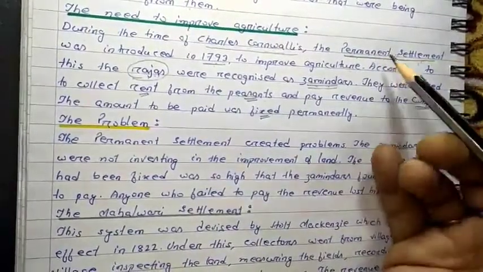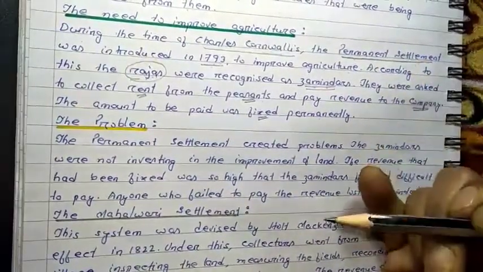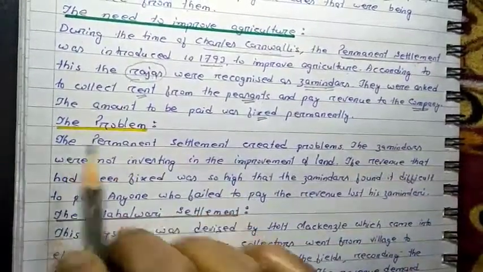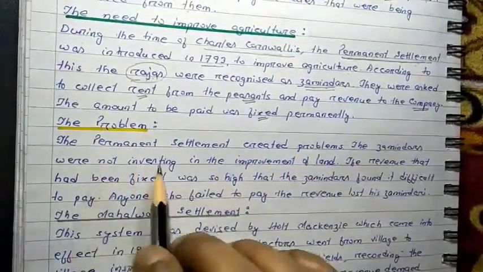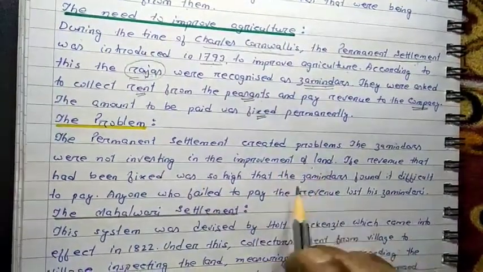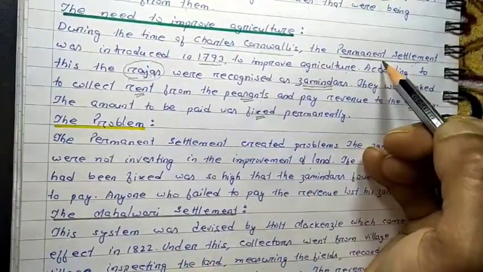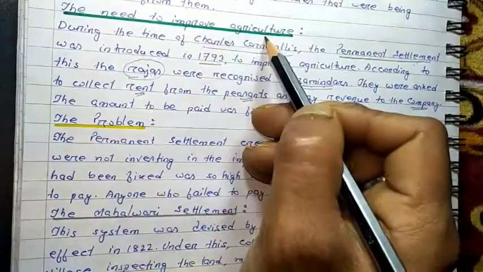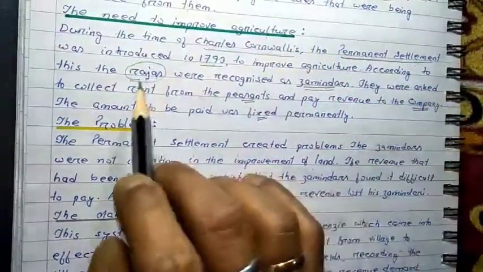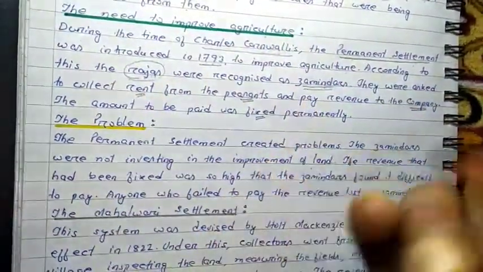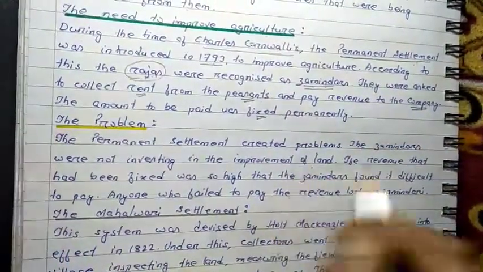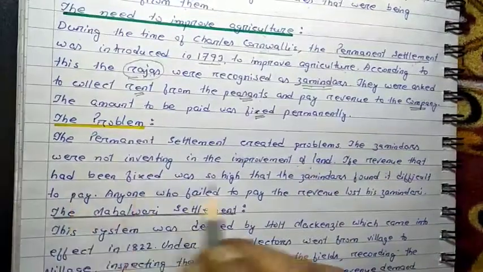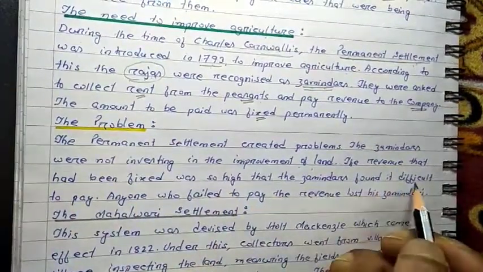But when this Permanent Settlement was introduced, some problems were created. What were the problems? The Zamindars were not investing in the improvement of land. Actually, the Permanent Settlement was introduced for improving agriculture. The East India Company thought that the Rajas or the Zamindars would be investing for the improvement of land, but they did not do that. The revenue that had been fixed was so high that the Zamindars found it difficult to pay.